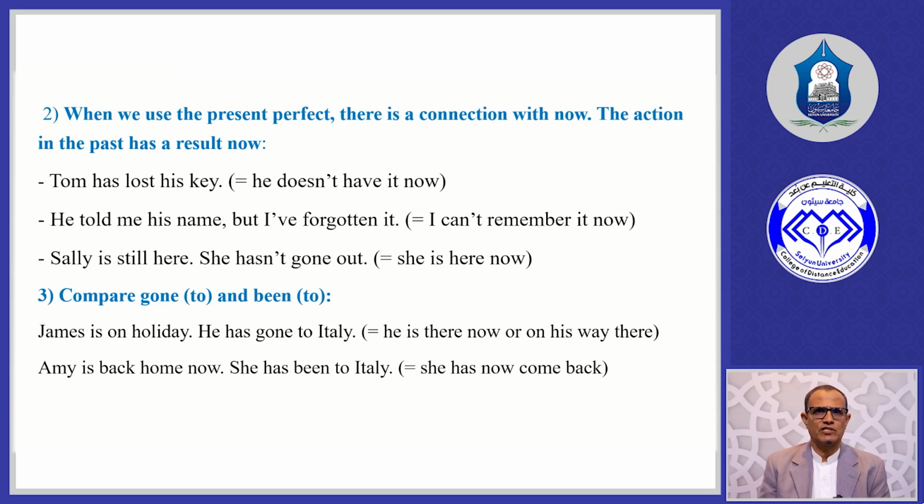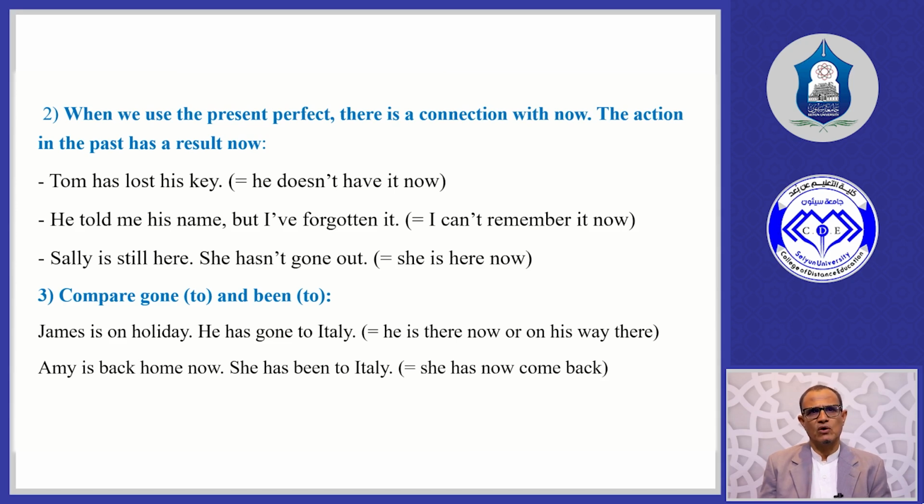But when I say, for example, she has been to Italy, for example, Amy is back home now. She has been to Italy. That means she went to Italy, but now she came back. Now she is in her country. So when I say Amy is back home now, she has been to Italy, that means she went to Italy, but now she is at home. So she has now come back.